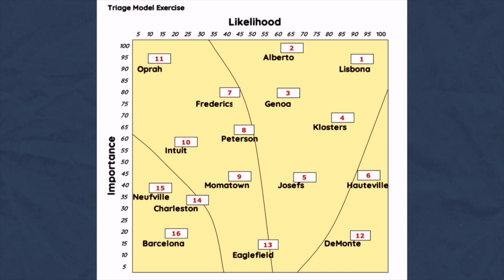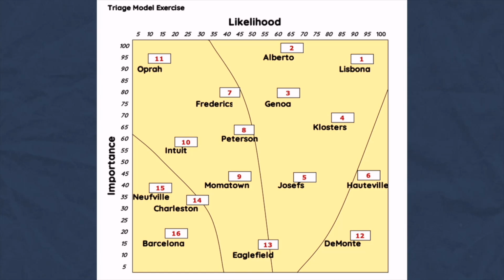This is high value or importance deals, and so personally as a sales manager I will focus on Lisbona, Alberto, Genoa, Cloisters and Joseph's. In some cases this might exhaust how much time I have available for coaching, but if I have more time then maybe Hortville and Fredericks and Peterson would get my attention.